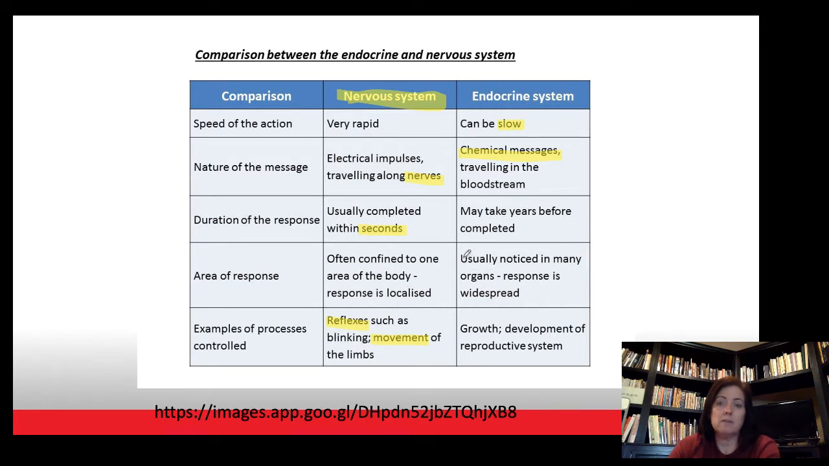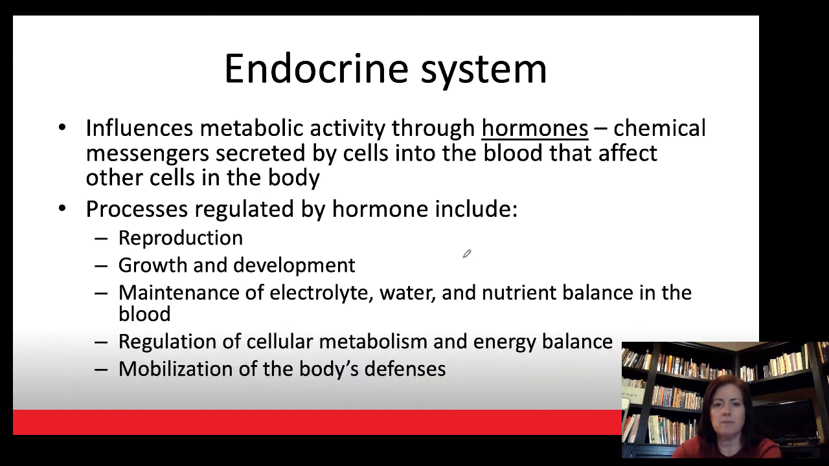And in most cases, the hormones have actions on several different target sites. And so we can see this diffuse response throughout the body. Okay, so just some differences between the two.